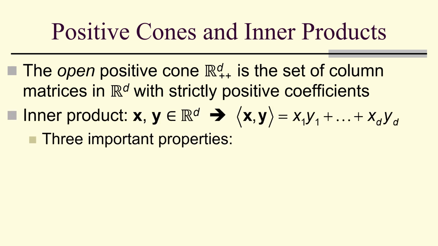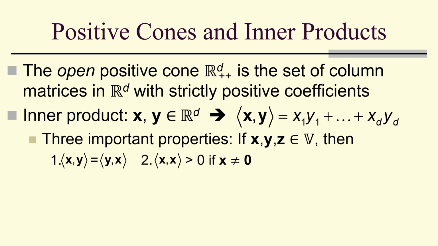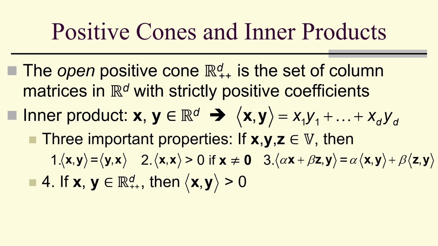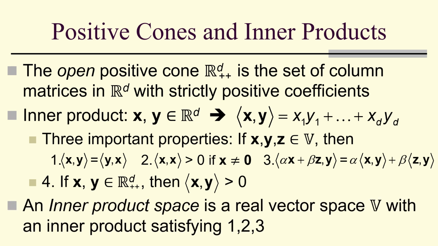Recall our inner product. It has three very important properties. It's symmetric. X inner product with itself is strictly greater than zero if X is not zero. And it's linear in the first argument. If X and Y are in the positive cone, then their inner product is strictly greater than zero. An inner product space is a real vector space V with an inner product satisfying 1, 2, and 3, and 4 if V has a positive cone.